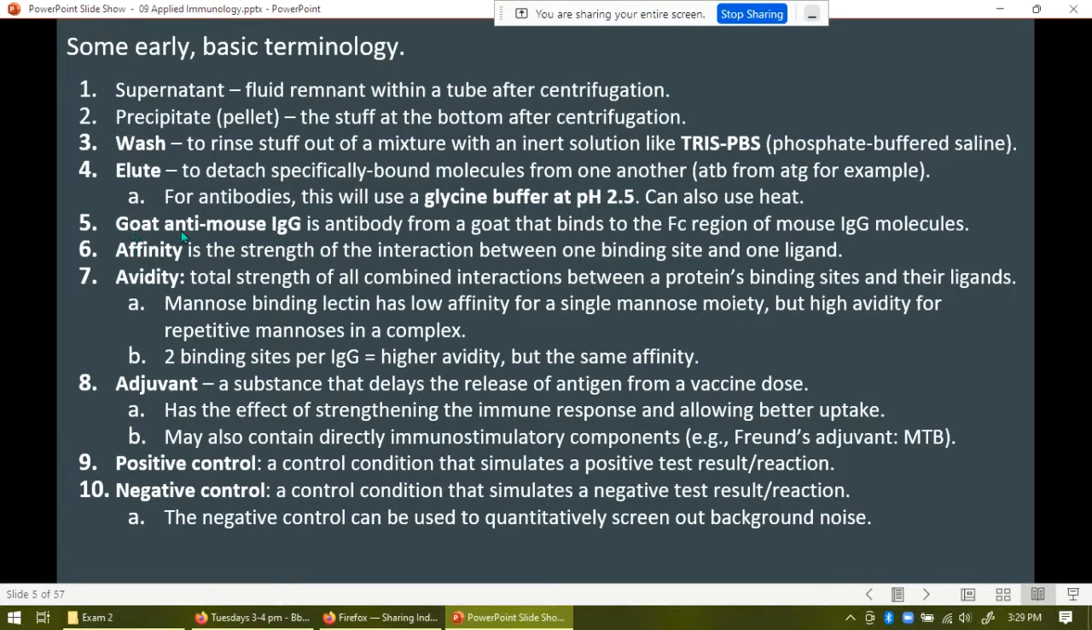There's also a term that you should know. Goat anti-mouse IgG. This is just an example of some of the nomenclature for antibodies. Goat anti-mouse IgG would mean that you have antibody from a goat, usually IgG from a goat, that binds to the Fc region of mouse IgG molecules. So anytime I say anti-something, I mean that my antibody is binding to that something. So when I say anti-mouse IgG, I mean it's an antibody that's binding to mouse IgG molecules.